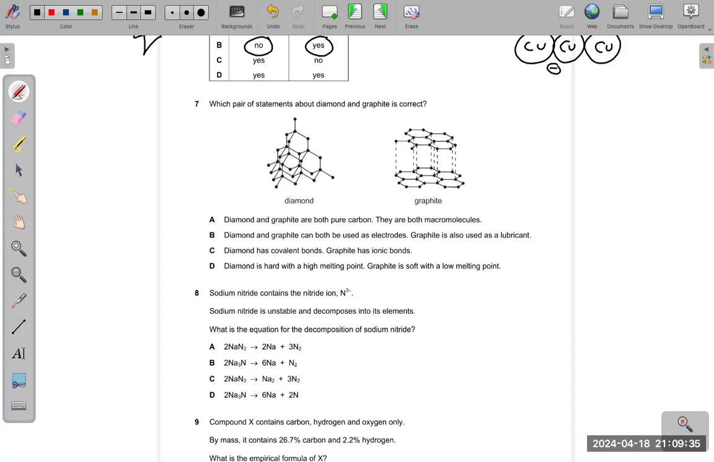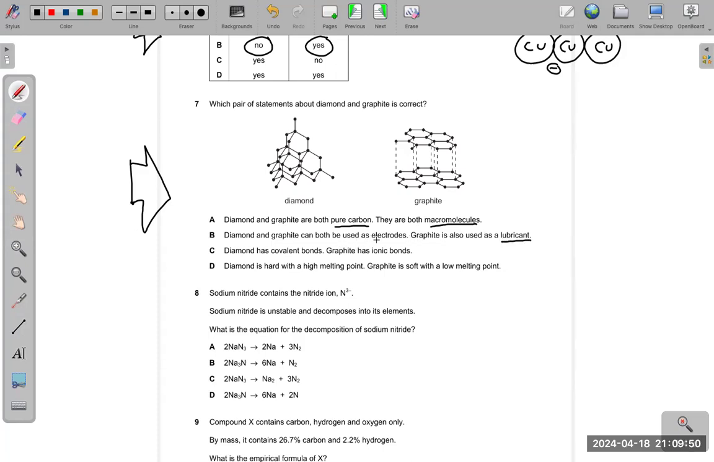This is a good question also to come. They are both macromolecules. Yes, they are macromolecules. They can both be used as electrodes. Graphite is also used as lubricant. Okay, graphite is used as lubricant.